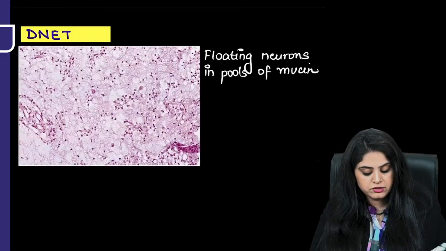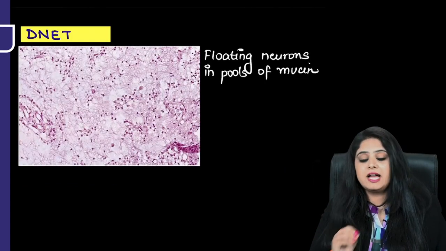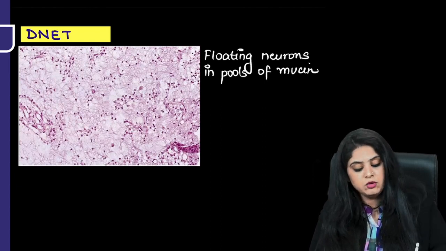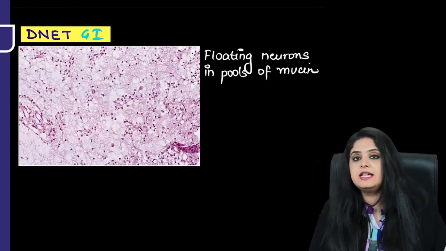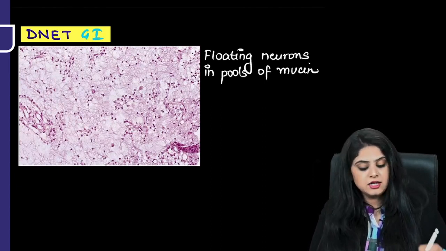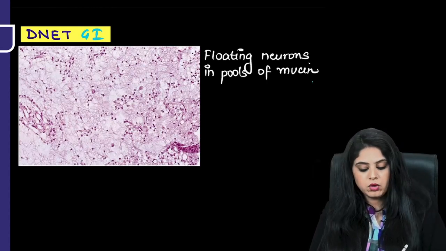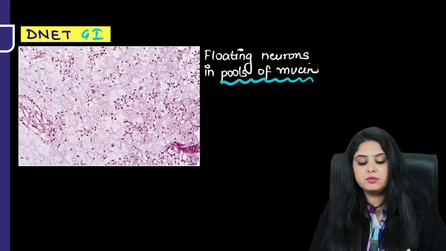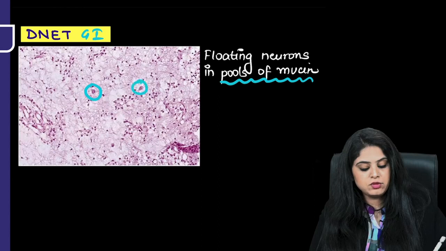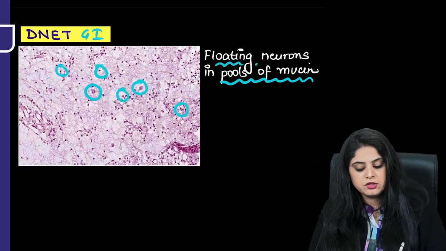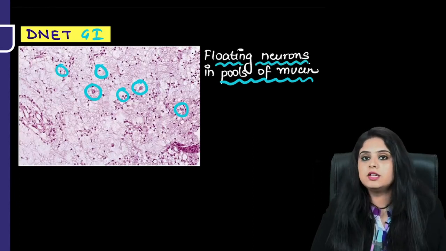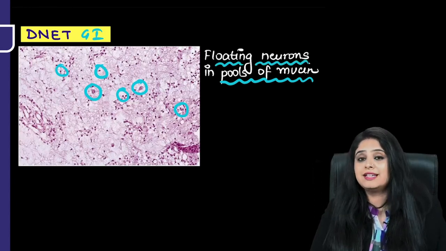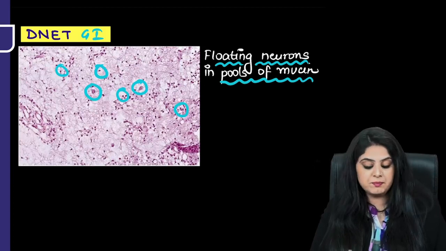Coming to two, three tumors which are only important for INI-CET. There is a grade 1 tumor in the brain known as DNET. And how do we identify DNET? You will see the background is looking like water. There are lots and lots of mucin present, and some cells are floating inside it. Those are referred to as floating neurons. So there are floating neurons in pools of mucin seen. That is DNET, grade 1 good tumor.